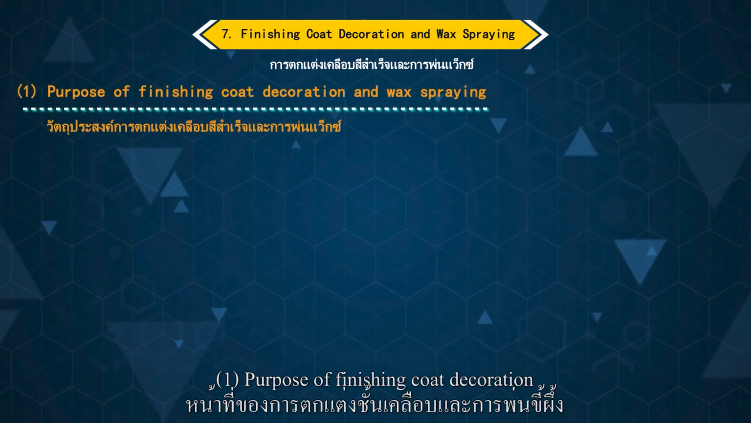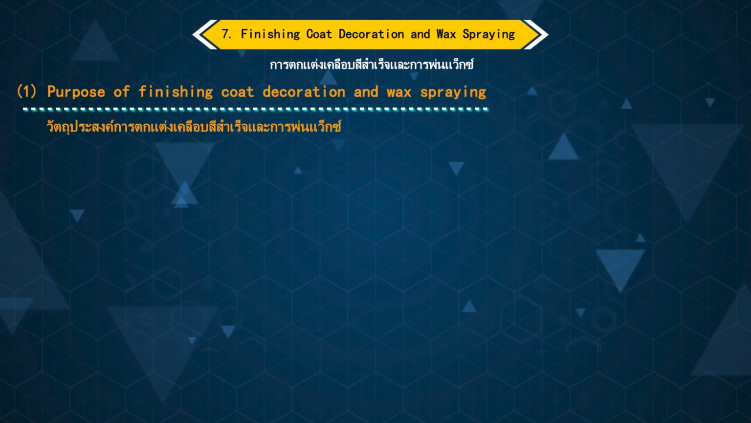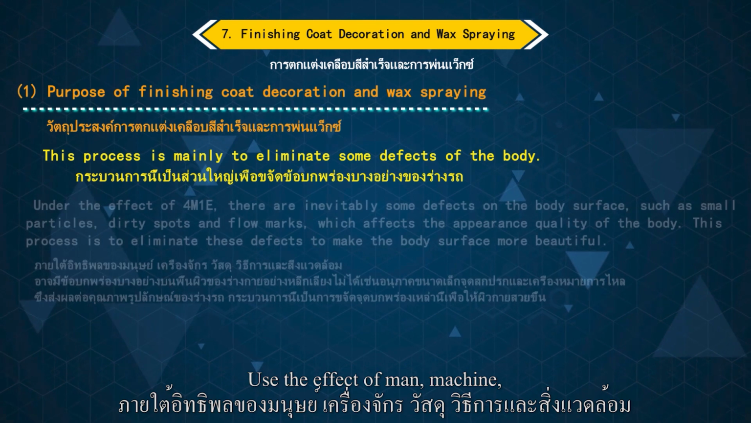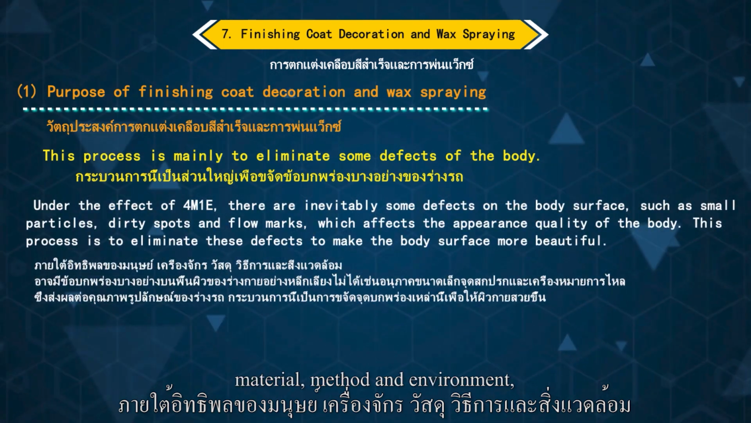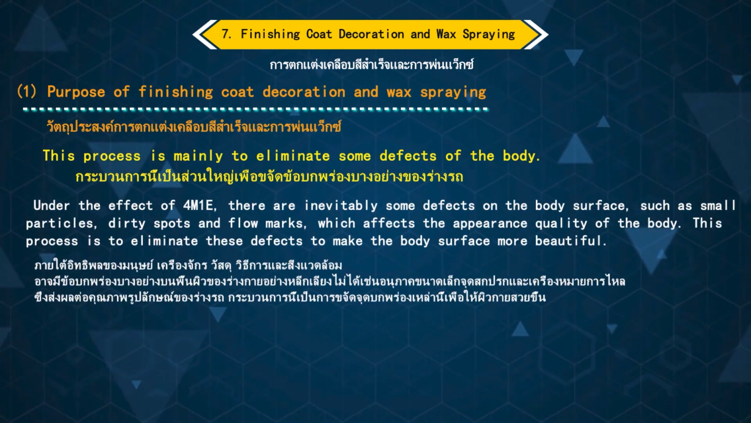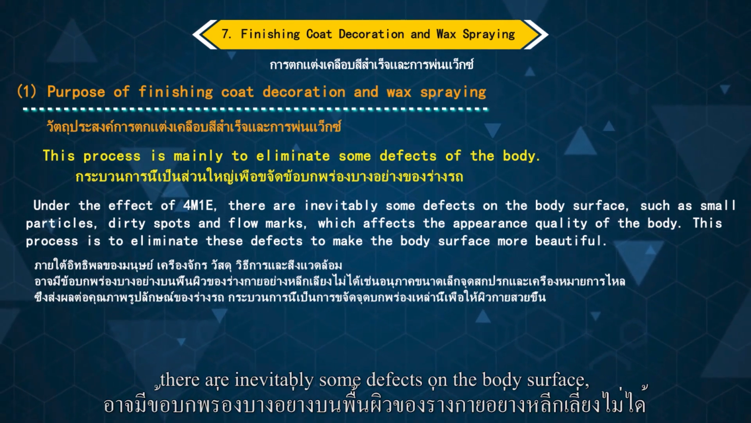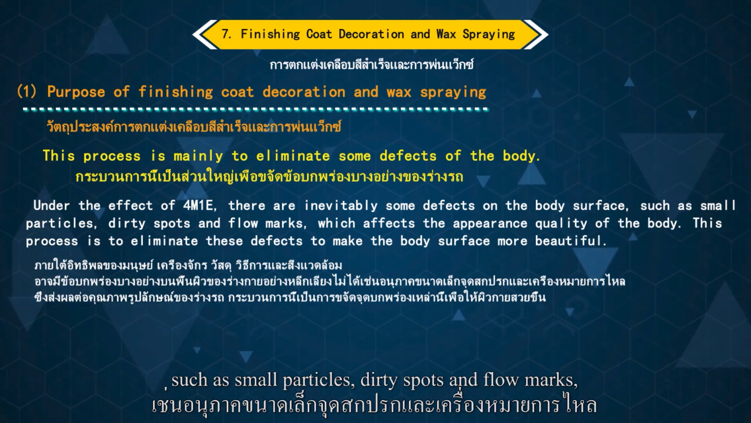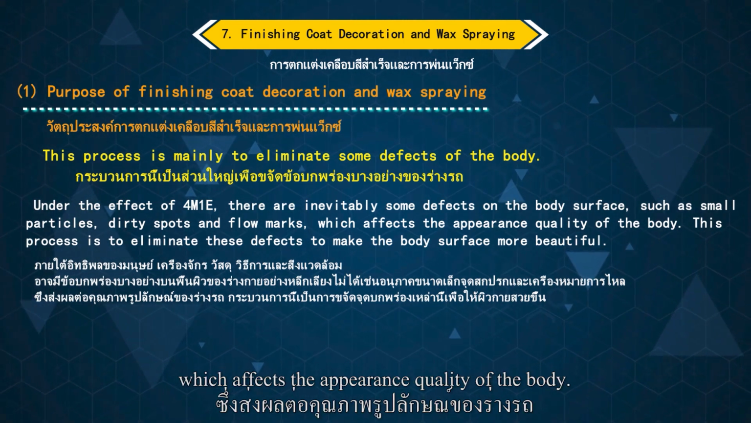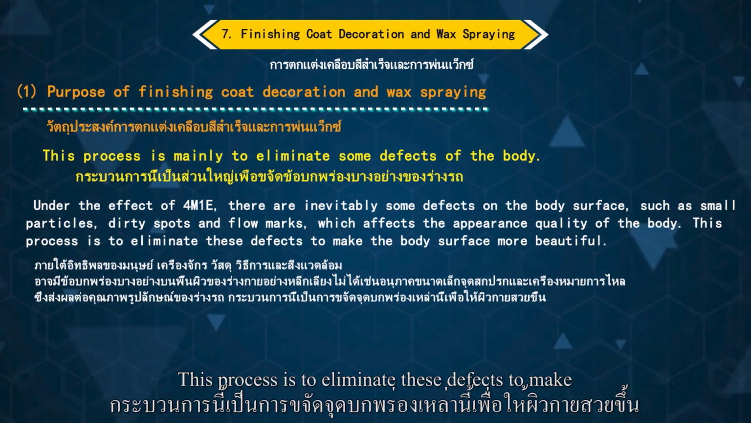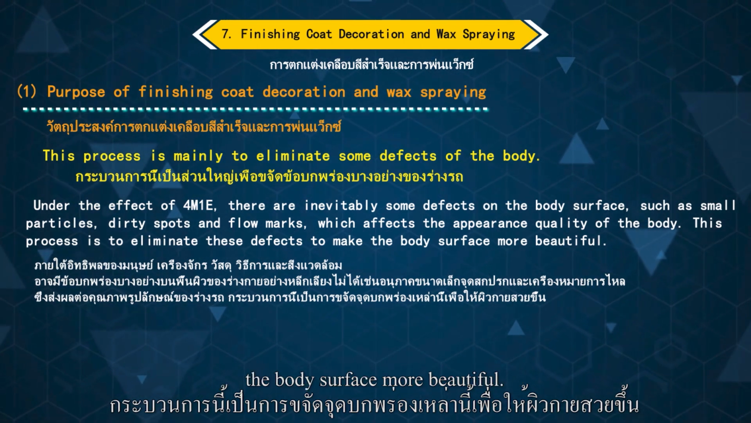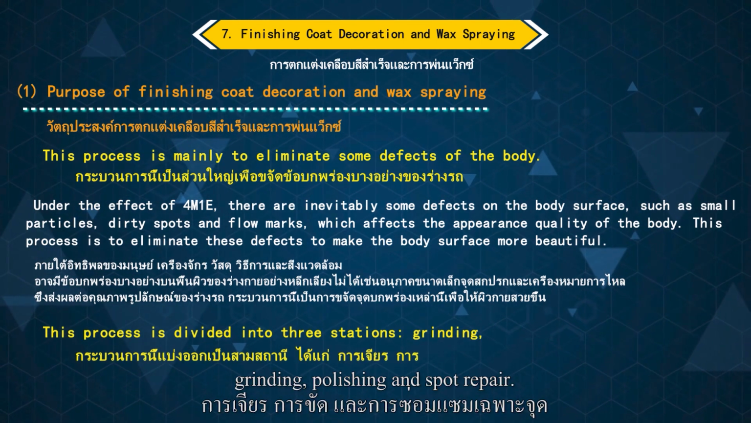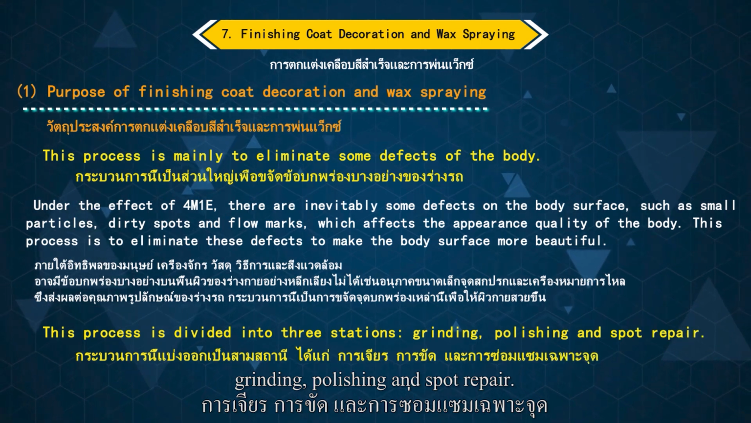1. Purpose of finishing coat decoration and wax spraying. This process is mainly to eliminate some defects of the body, using the effect of man, machine, material, method, and the environment. There are inevitably some defects on the body surface, such as small particles, dirty spots, and flow marks, which affect the appearance quality of the body. This process is to eliminate these defects to make the body surface more beautiful. This process is divided into 3 stations: grinding, polishing, and spot repair.